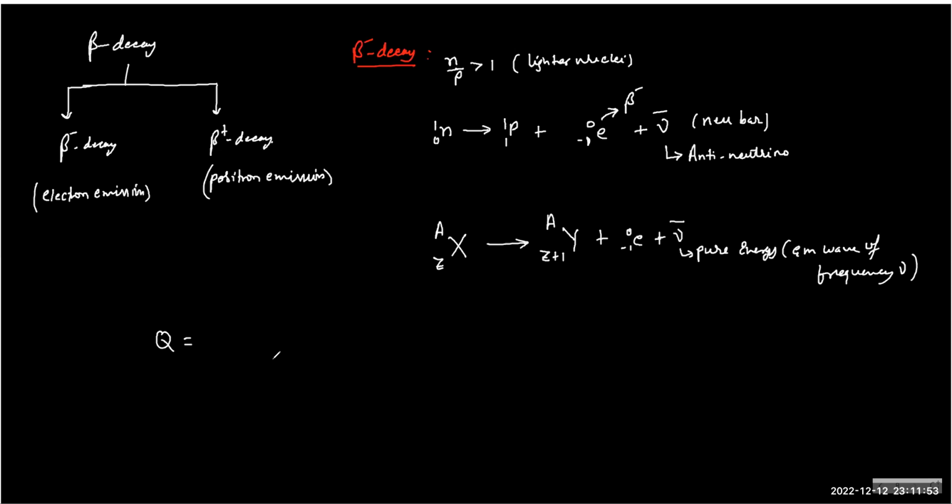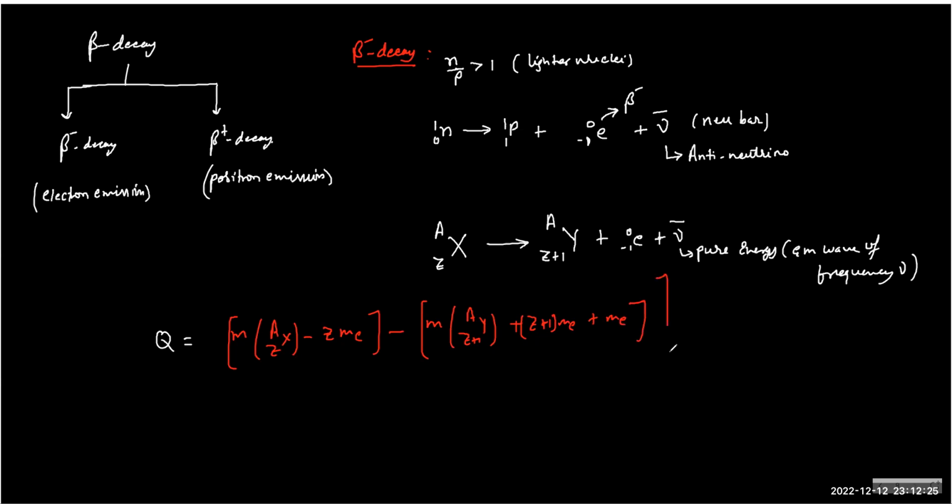Tell me, by definition, mass of neutron minus mass of proton minus mass of electron, into c square. So Q value means we have to add the nucleus masses, no? So mass of X (A, Z) minus Z m_e, minus mass of Y (A, Z plus 1) plus (Z plus 1) m_e, plus m_e. Tell me if you get it, yes or no. Do you get what I have written here? Just look at this. If you are okay, then I'll go ahead.